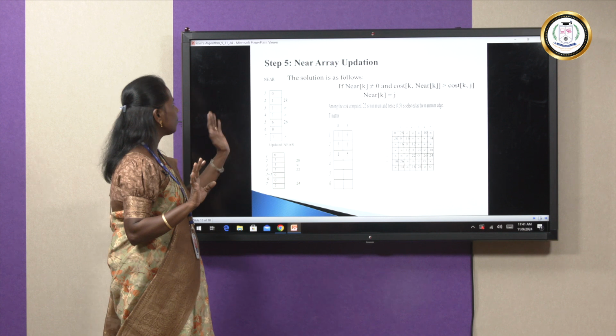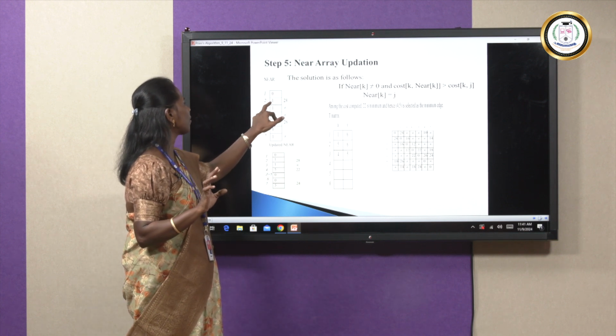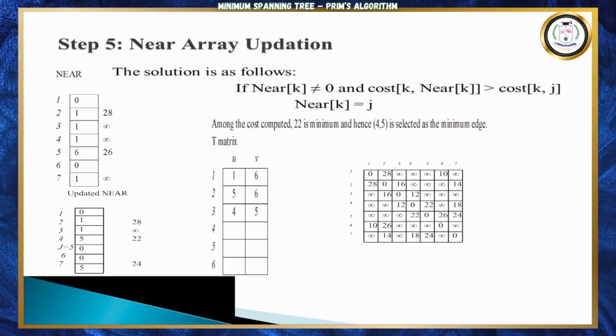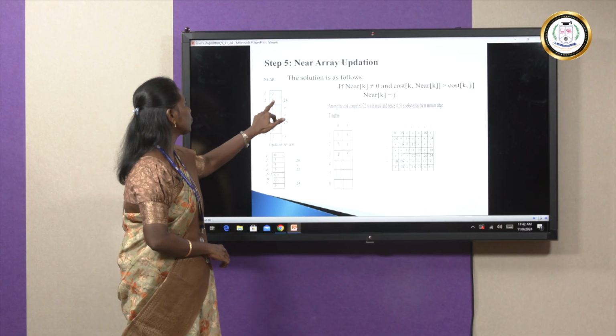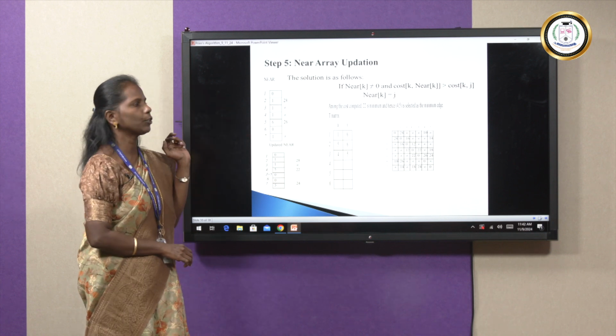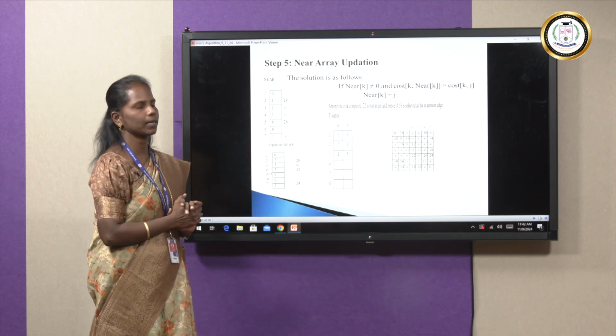Okay. So for the remaining things, what we have to do: already, what is the cost to travel from 2 to 1? It is 28. Now we have to consider the new entry in the T matrix, which is 5, as j. So j is equal to 5. Cost of 2, 1 is 28. What is the cost of 2, 5? That we need to find out. So for 2, 5 the cost is infinite. So the previous one is better.